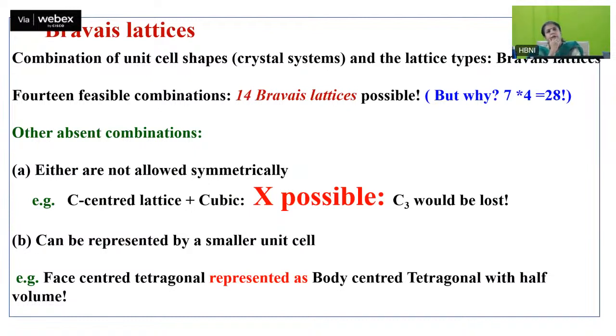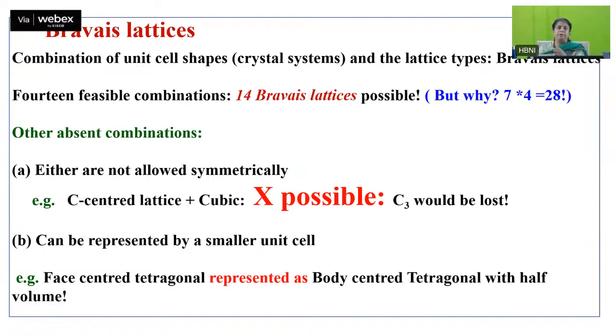Then why do we not have 28 Bravais lattices, right? That's a very valid question. The combination should be 28. The thing is that most of these lattices can be represented by the other lattice, or sometimes the combination is not allowed symmetrically.